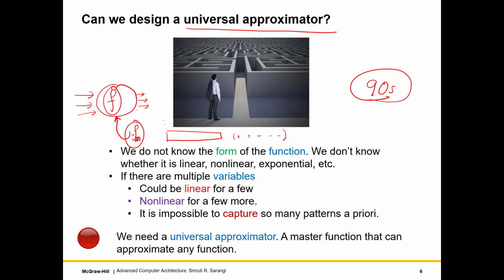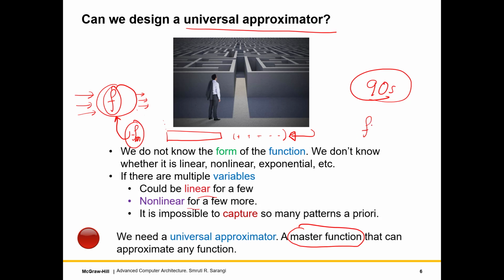And for example, if there are multiple variables, it could be linear for a few, non-linear for a few more, and the universal approximator would capture all patterns which other approaches will not capture, right? So we are in search of a master function that can in essence approximate any other function. And furthermore, the behavior of the master function is controlled by a set of parameters, 100, 200, 300, 500, whatever, but a finite set of parameters. And all I need to do is learn this set of parameters, which is equivalent to tailoring the master function to resemble a certain hidden function.